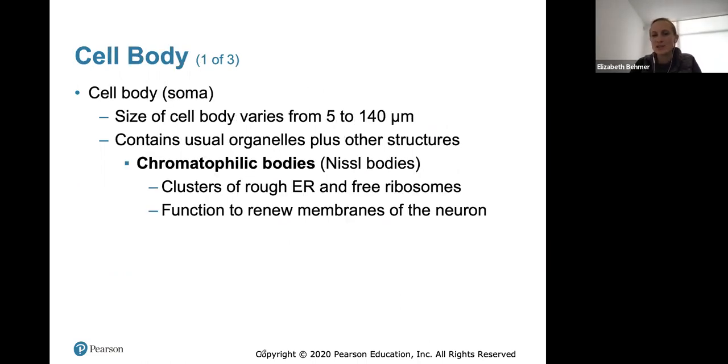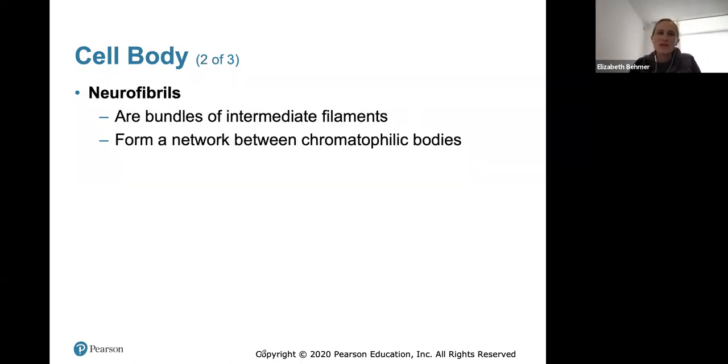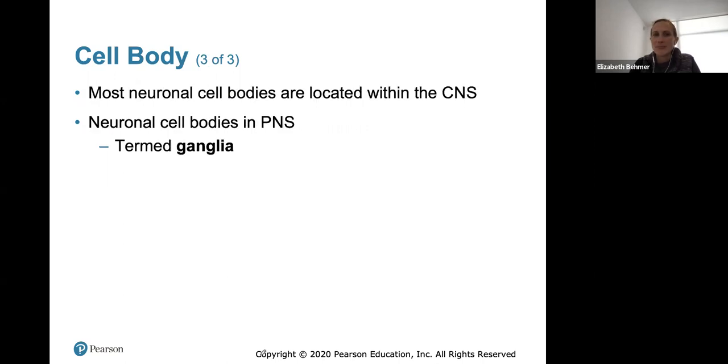The cell body, or soma, of the neuron contains all the usual organelles plus some other special structures. The Nissl bodies are chromatophilic bodies, which are clusters of rough ER and free ribosomes, and they function to renew the membranes of the neuron. The neurofibrils are bundles of intermediate filaments. They form a network between chromatophilic bodies. Most neuronal cell bodies are located within the central nervous system, and if we have neuronal cell bodies in the peripheral nervous system, they are what we called the ganglia.